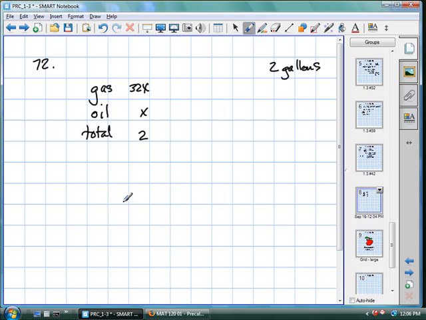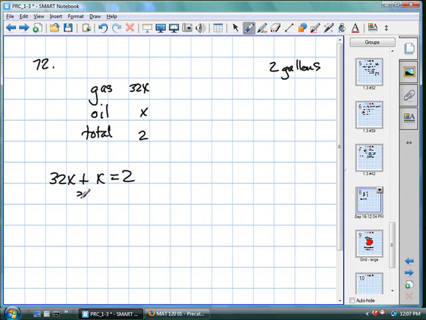Now, the rest of the question says, how much gasoline must be added to bring the mixture to 40 parts gasoline? And I got to think about this one. So anyway, right now I've got 32x plus x equals 2.